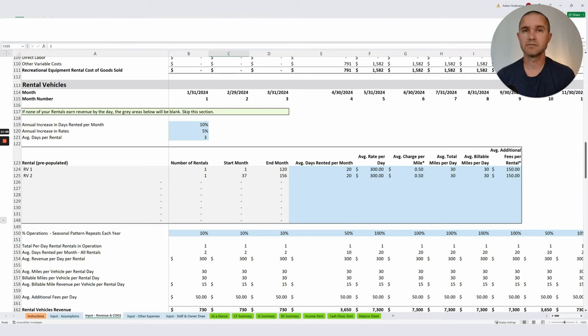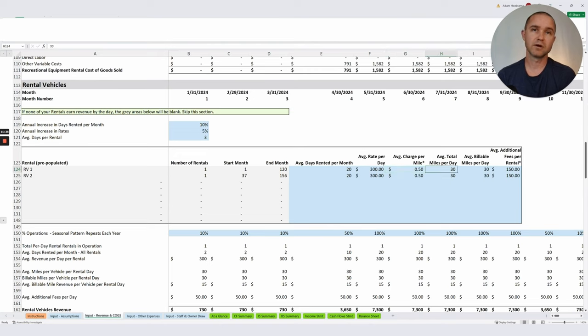So if you think about a rental car, you might have a day rate, and then on top of that, you might get a certain number of miles that come with the day rate. So you've got 50 miles a day that you can drive, but anything over the 50 miles per day that you drive, you're going to get charged some additional rate per mile. So that's how you could enter in this average charge per mile.